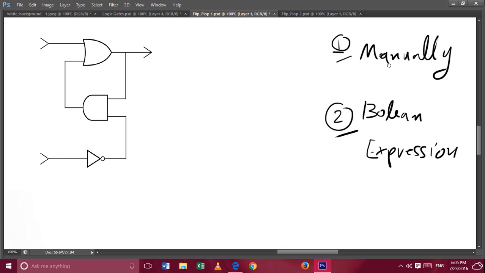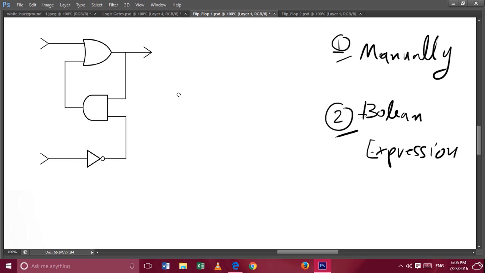So when to know which one we're going to use, if the circuit has a feedback loop like this one here, this is called a feedback loop. If the circuit has a feedback loop, we're going to do it manually. If it doesn't, then we're going to use Boolean expressions. So this here has a feedback loop, so we are going to do it manually. So it's very useful in so many cases to try to know what the purpose of the circuit is before you solve it, if that's possible.